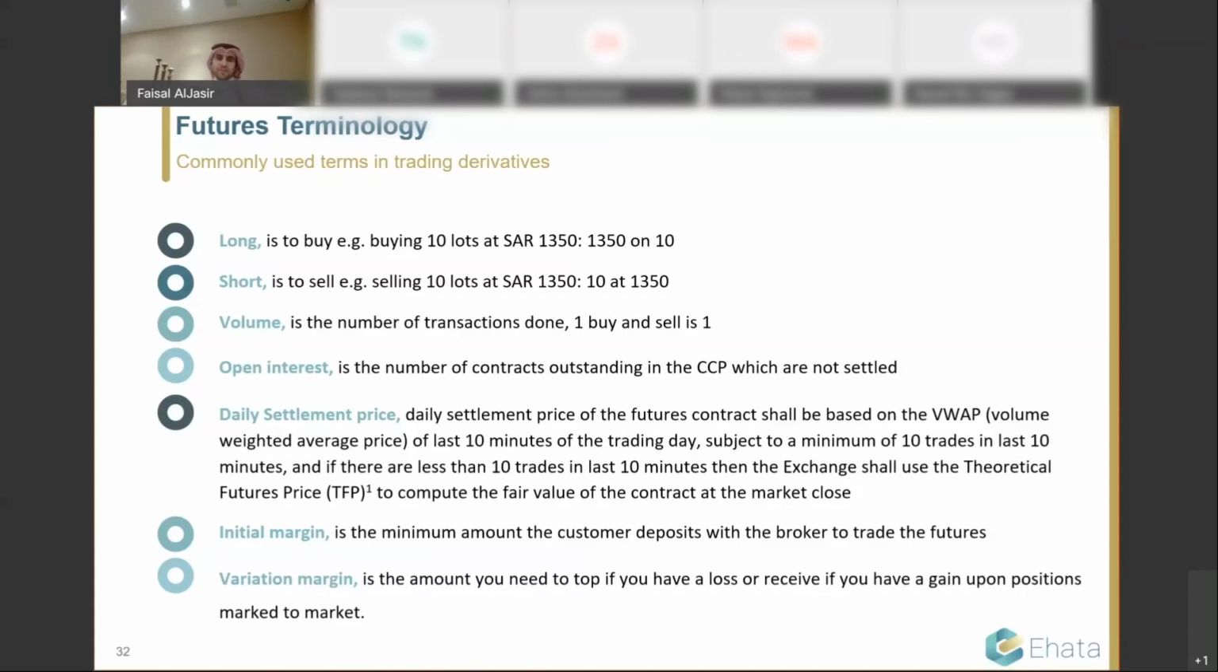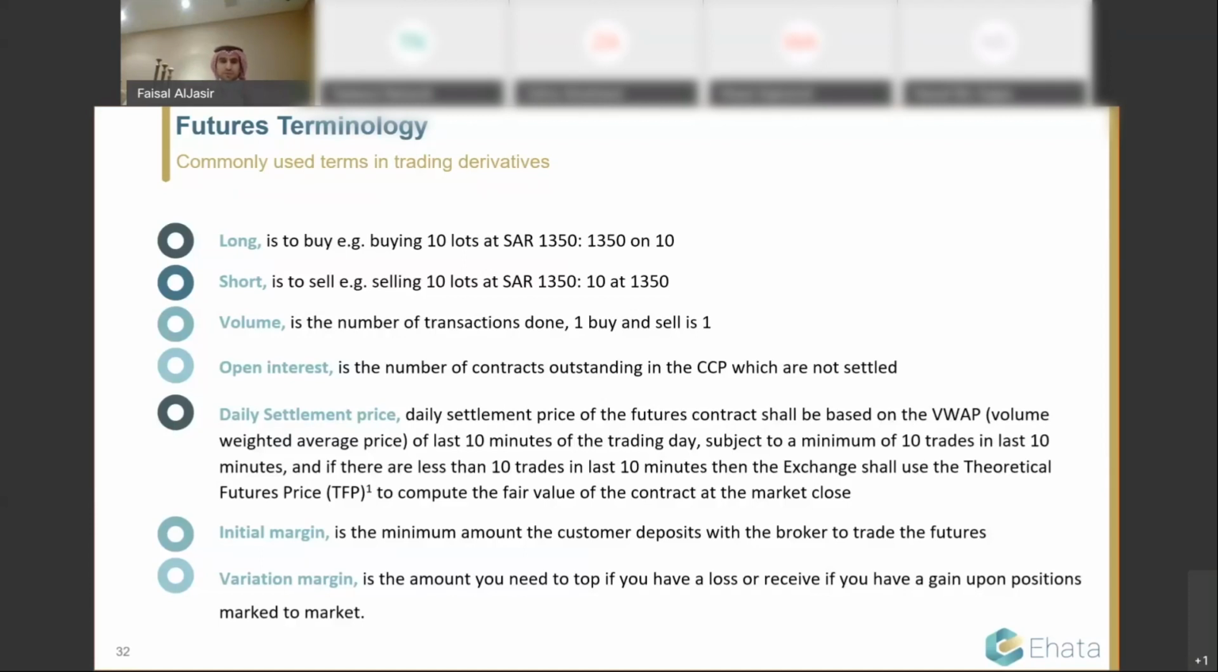Daily settlement price, very important. It's the volume weighted average price of the last 10 minutes of the trading day, subject to a minimum of 10 trades. So in the last 10 minutes, 10 trades, volume weighted average. And if there are fewer than 10 trades in the last 10 minutes, then the exchange shall use what is called the theoretical future price. You can find the formula for the theoretical future price on the Tadawul website, where it shows how the future is calculated.